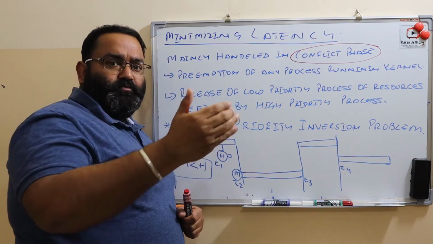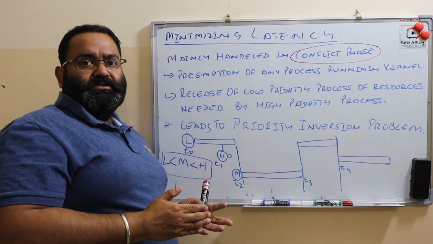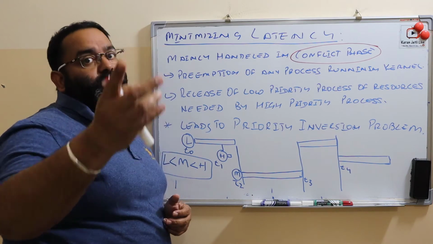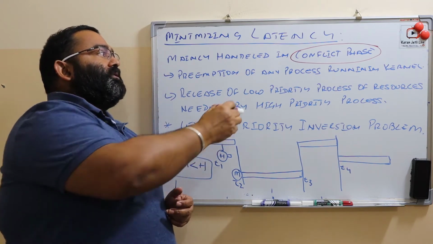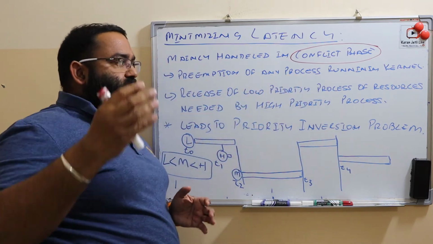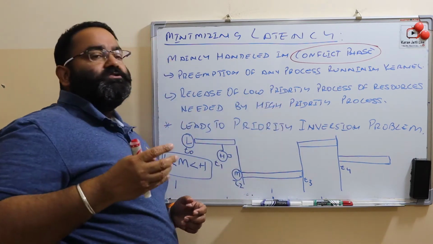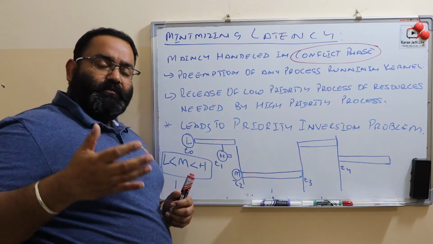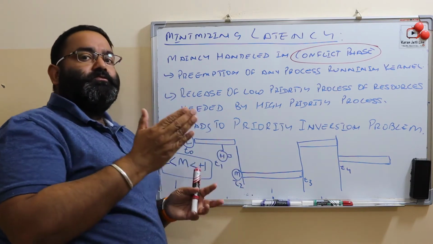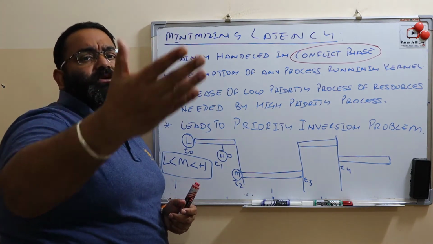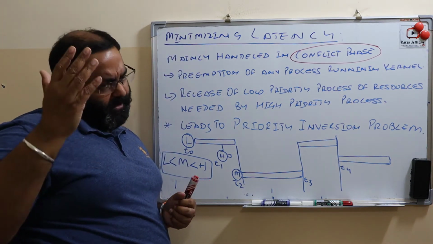Basically in the conflict phase, we have to preempt the present process which has low priority and replace it with the high priority process. Preempt any process running in the kernel, and release all the resources of the low priority process. Whatever resources that low priority process has, we have to take those resources so that they can be used by the high priority process.